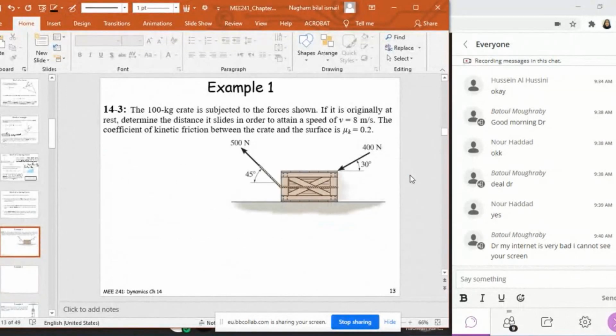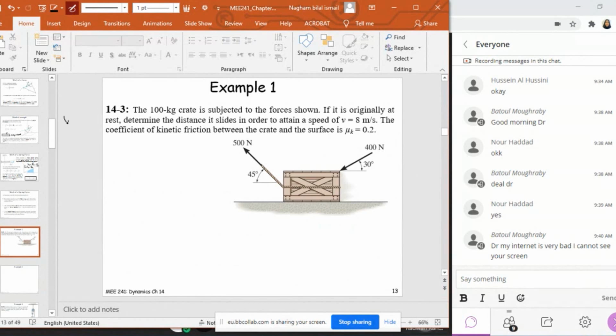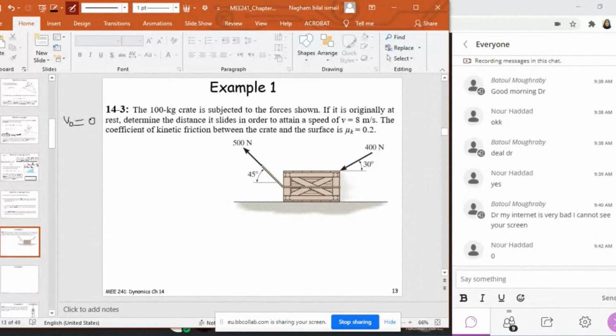So let's start with this first problem. It's a very simple problem. In this example, I have a 100 kilogram crate that is subjected to forces as shown. If it is originally at rest, what does this mean? This means, guys, that V0 is equal to 0, right? So it is originally at rest.